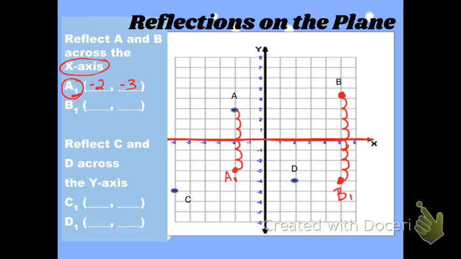And the coordinates of B sub 1 are, what's the first one? 5, -4. Remember, across to 5, down to -4. So the coordinates are 5, -4.